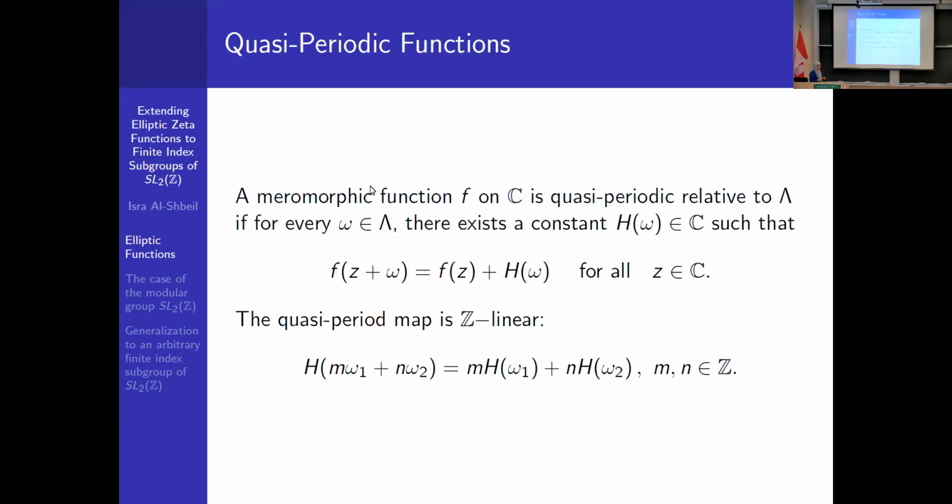A quasi-periodic function is a meromorphic function relative to lambda, such that for every omega in the lattice lambda, the subtraction of f of z plus omega and f of z gives us a constant h of omega in C for all z in C, such that this constant h of omega is Z-linear in the following sense.